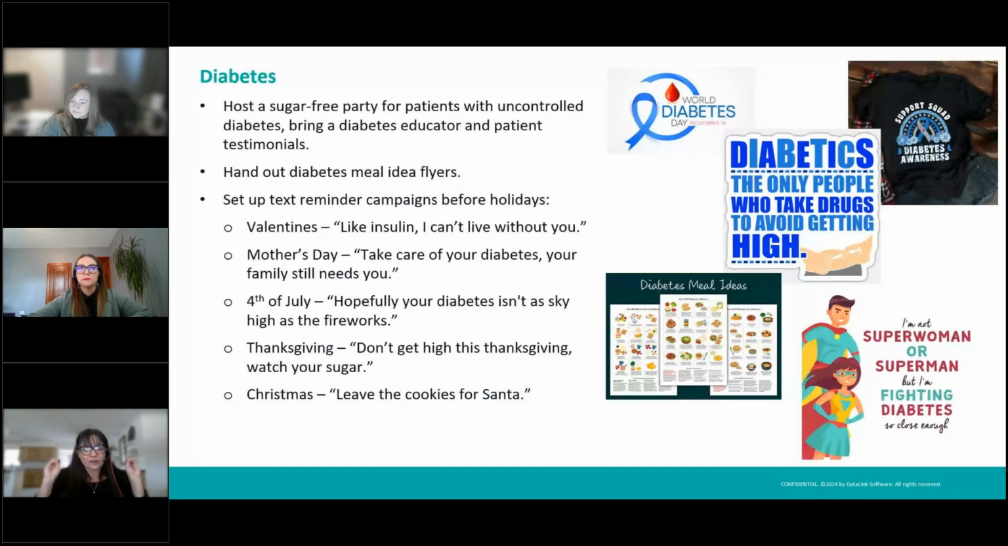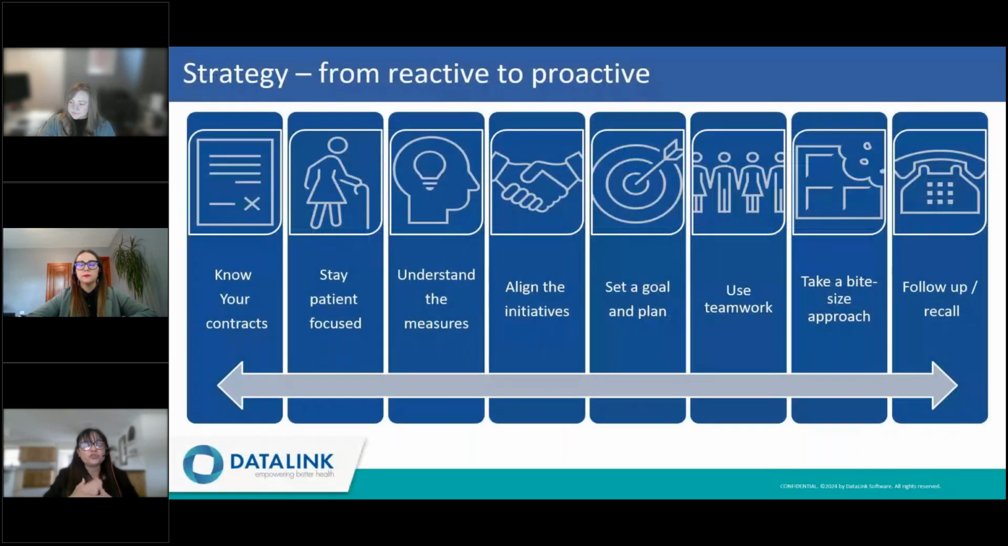All right. So now, in a quick summary, and I'll hand it back over to Garrett. In order to create a strong HEDIS strategy, number one, you must know your contracts. Number two, stay patient focused. Number three, understand your measures. Number four, align with your national and payer initiatives. Set a goal, plan for it, involve the team, take a bite-sized approach, and create a follow-up or recall workflow to ensure patient compliance. And of course, don't forget to make it fun, make it memorable, make it unconventional. So, Garrett, back to you.